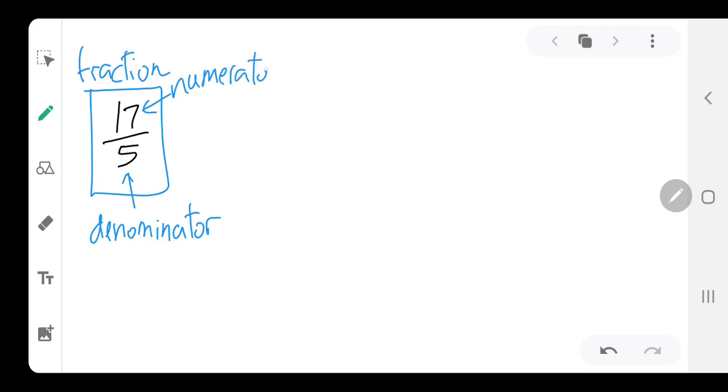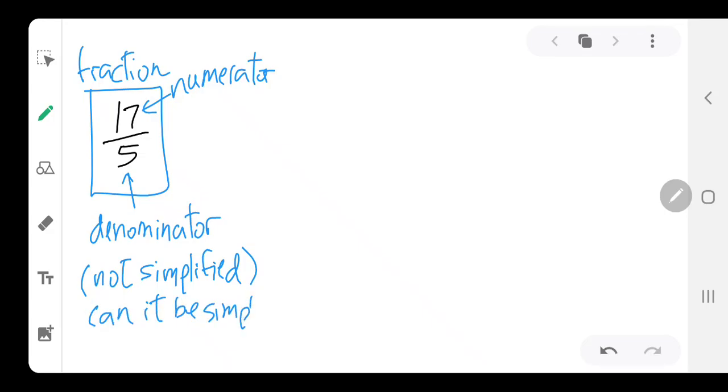Now, you don't have to do anything with this fraction, but it turns out this fraction is not simplified. It is not the simplest version of a fraction, okay? And the question is, can it be simplified? Now, we're not going to worry about what simplified means right now, but it does mean something.